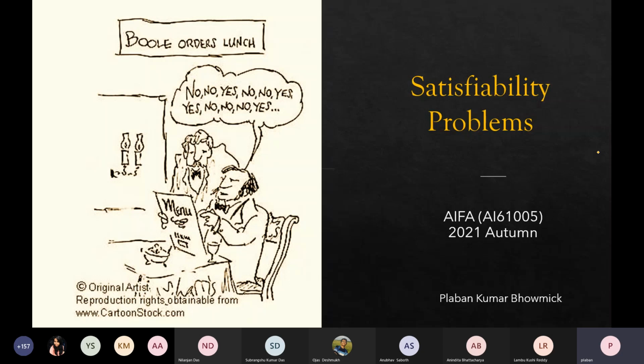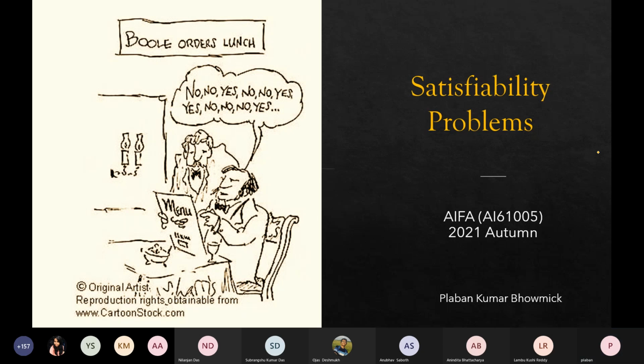I hope you know George Boole, right? By whose name this Boolean logic is famous. And this is what happens when Boole orders for a lunch. So you see, there are so many yes and no's, and finally, whatever the assignments George Boole makes, you have to come up with a satisfying lunch menu, right?